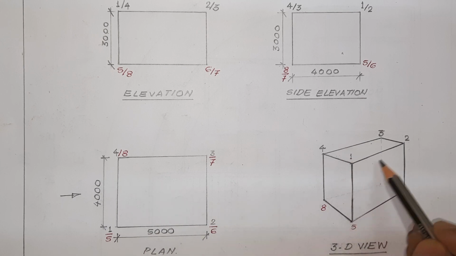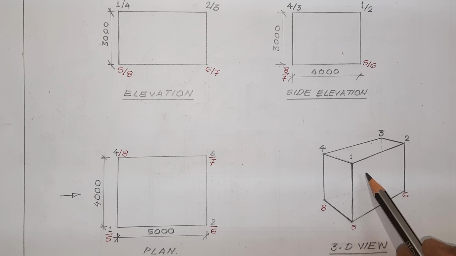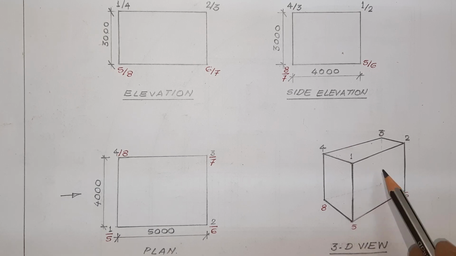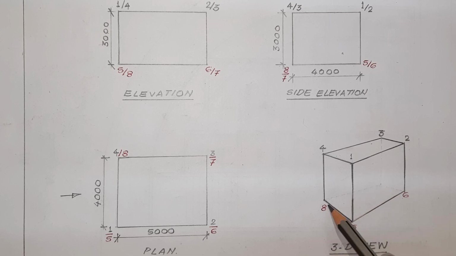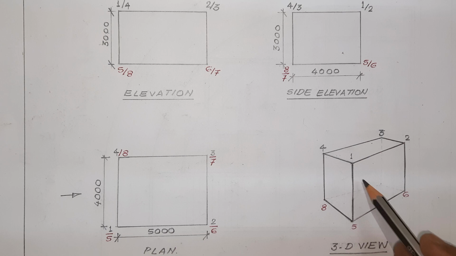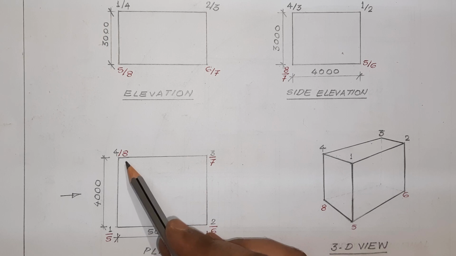So the numbers are given with the help of pencil. Now, at the same time, we will be having a horizontal surface of this rectangular box at the bottom, which is numbered as 5, 6, 7 and 8. Point number 7 will be behind the box, hence it will not be visible. So these points are shown here on the plan. Those are indicated as 5, 6, 7, 8.